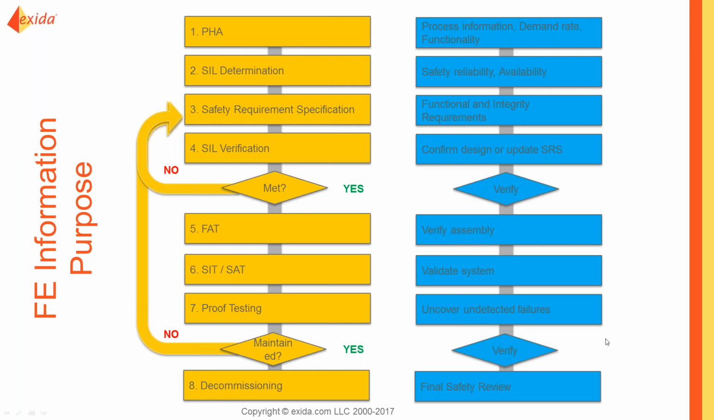Between 6 and 7 we're running. Periodically we're going to run proof tests, and the purpose of a proof test is to discover dangerous undetected failures. Periodically verify that we are running those proof tests, and if there's going to be a change to the system. And then finally, before we decommission a system, a final safety review. So there's key information we can pull out of the phases of the life cycle, and we want to keep that in mind as we're going through the process of thinking of final element verification and validation.